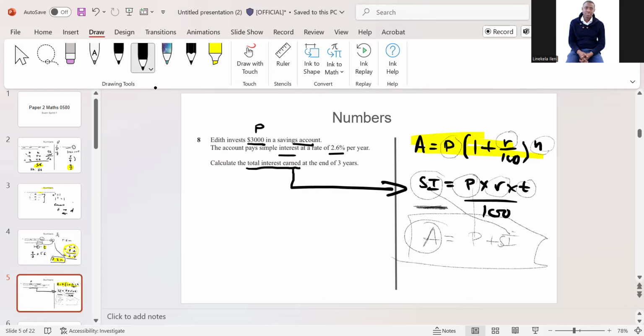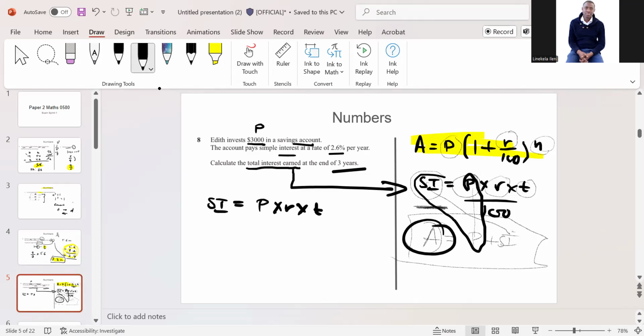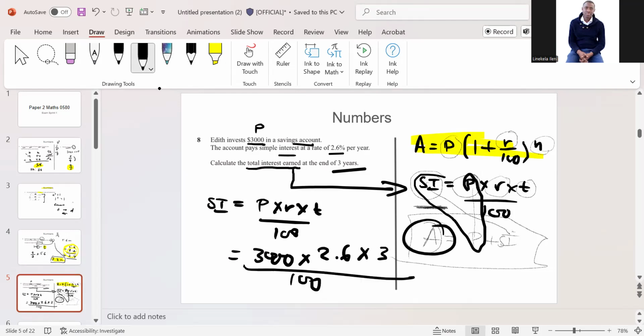But sometimes they can ask you to calculate the amount of money the person is going to get back after 3 years when you are referring back to simple interest. Then that means you need to add your simple interest to the principal amount to get the overall amount. So in this case, we are told simple interest. So we say SI equals P times R times T over 100. P, like we said, is the principal amount, which is 3,000. R being the rate, which is 2.6, times T, which is actually 3, divided by 100.